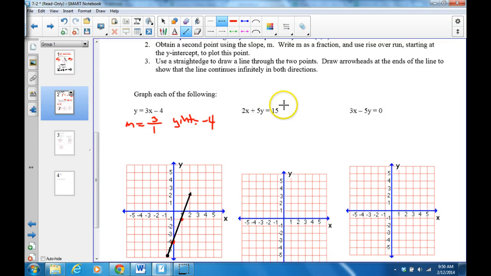Our next point, is this in slope-intercept form? It isn't. So what do we have to do first to get it in slope-intercept form? Yeah, we got to solve for y. So my first step is to get everything away from the y on this side of the equation. And in order to do that, I got to subtract a 2x from both sides. Okay? So now I have 5y equals negative 2x plus 15. What would be my next step?